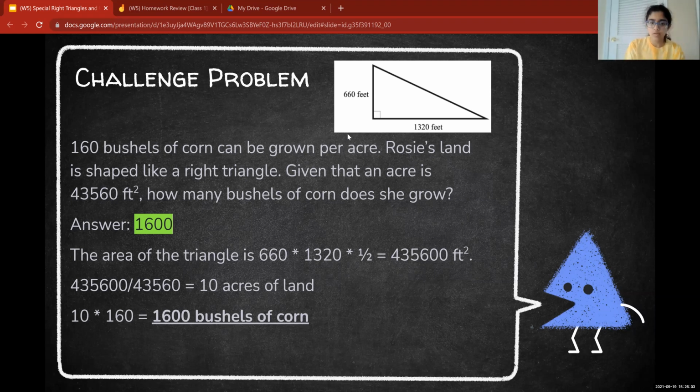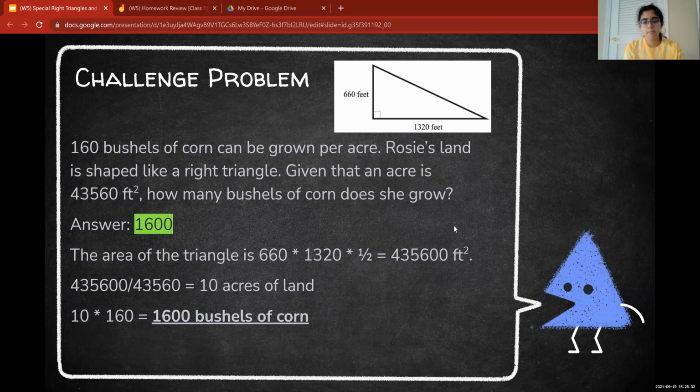Does anyone have any questions on that? Because a lot of you did not get the right answer. I had a question. Go ahead. So how do you get the 43,560? So you're given it in the problem. Given an acre is 43,560 feet squared. Usually when they ask you for conversions, they will give you the conversion in the problem.